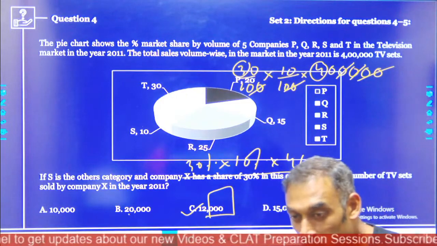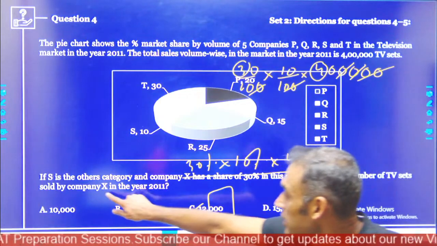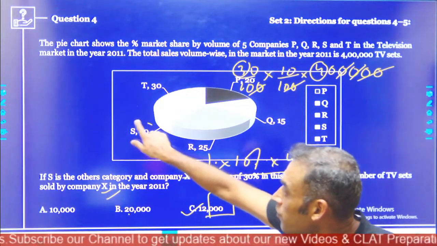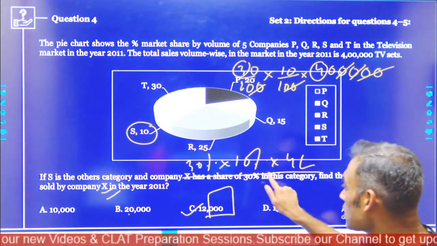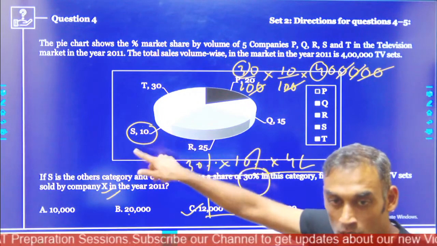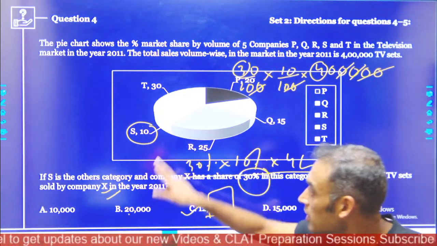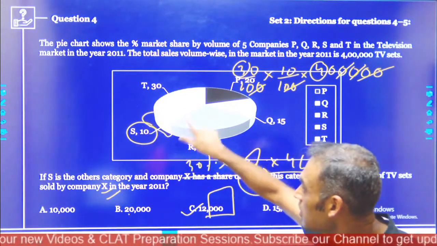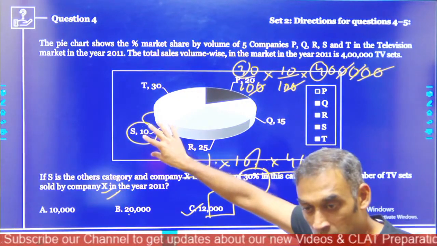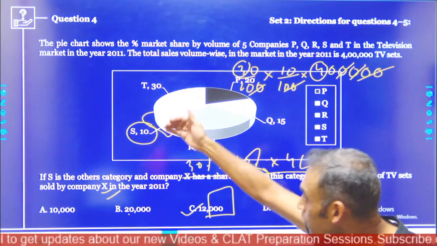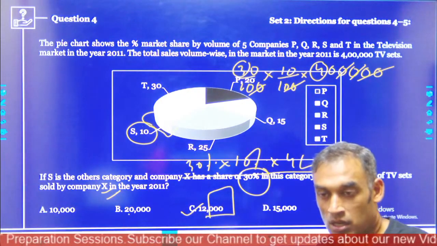Okay, Himank, you've asked me why we're doing 10% of 4 lakhs. Because this category X is part of S. It says X has got a 30% in this category. So सबसे पहले आप कैटेगरी का अमाउंट निकालोगे. 4 लाख का 10% ये S की कैटेगरी में आएगा. ठीक है, 4 लाख का 10% इस कैटेगरी में आएगा, राइट? और उसके बाद आप उसका 30% निकालोगे, तब वो 12,000 आएगा. Have you understood this?